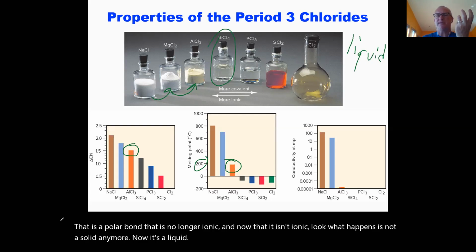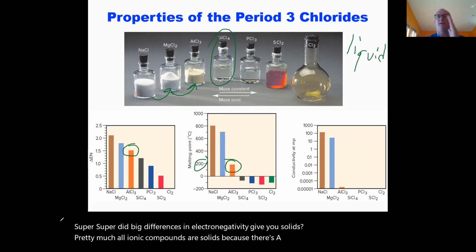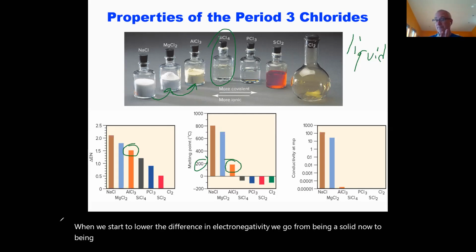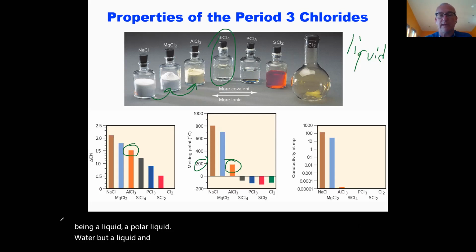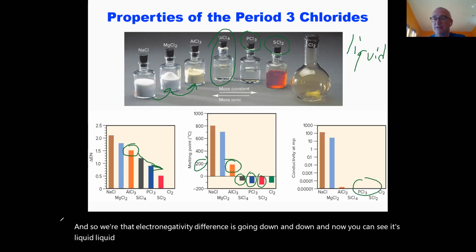Because super big differences in electronegativity give you solids. Pretty much all ionic compounds are solids because there's that big difference. When we start to lower the difference in electronegativity, we go from being a solid to being a liquid, a polar liquid, like water. And we keep going to phosphorus chloride and sulfur chloride. And so that electronegativity difference is going down and down. And now you can see liquid, liquid, liquid, no longer conducting electricity because there's no ionic character whatsoever.